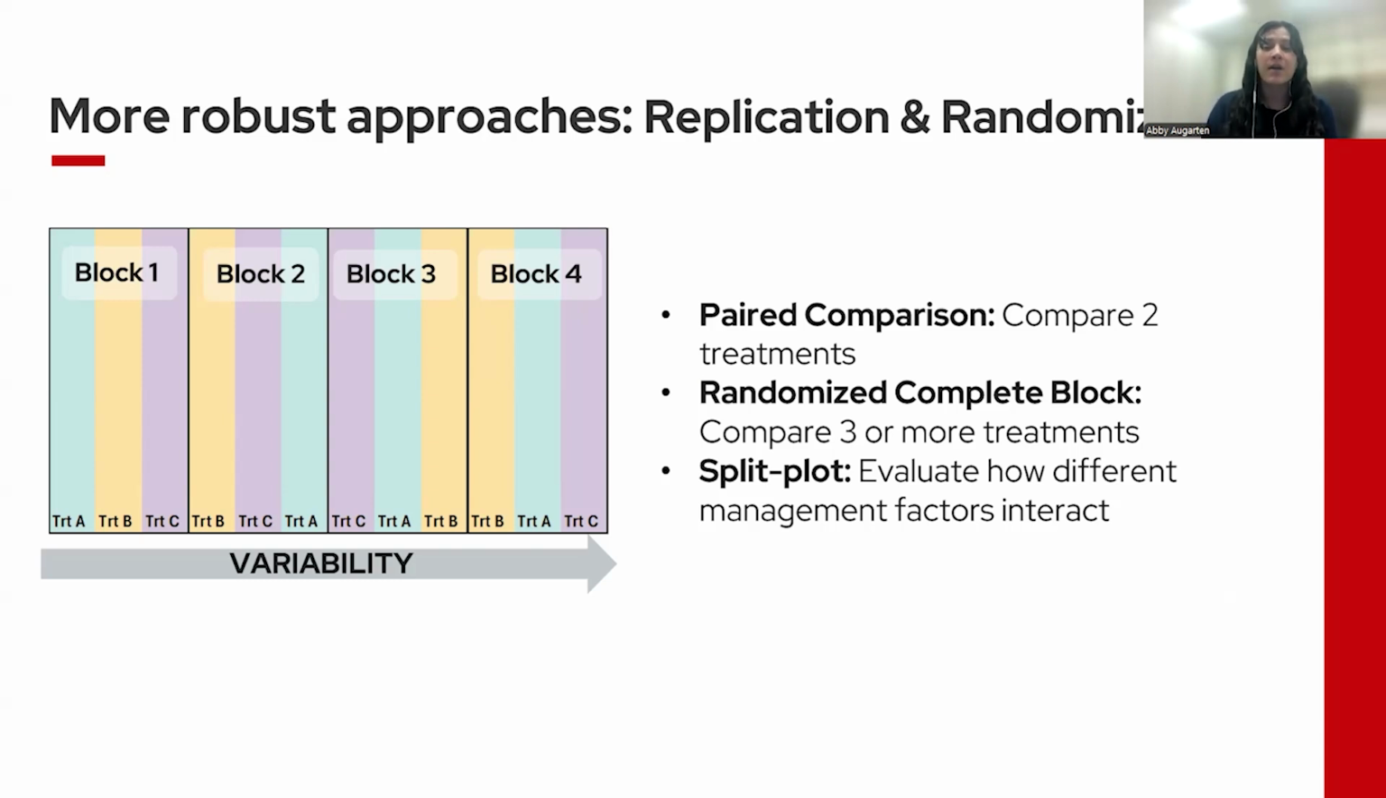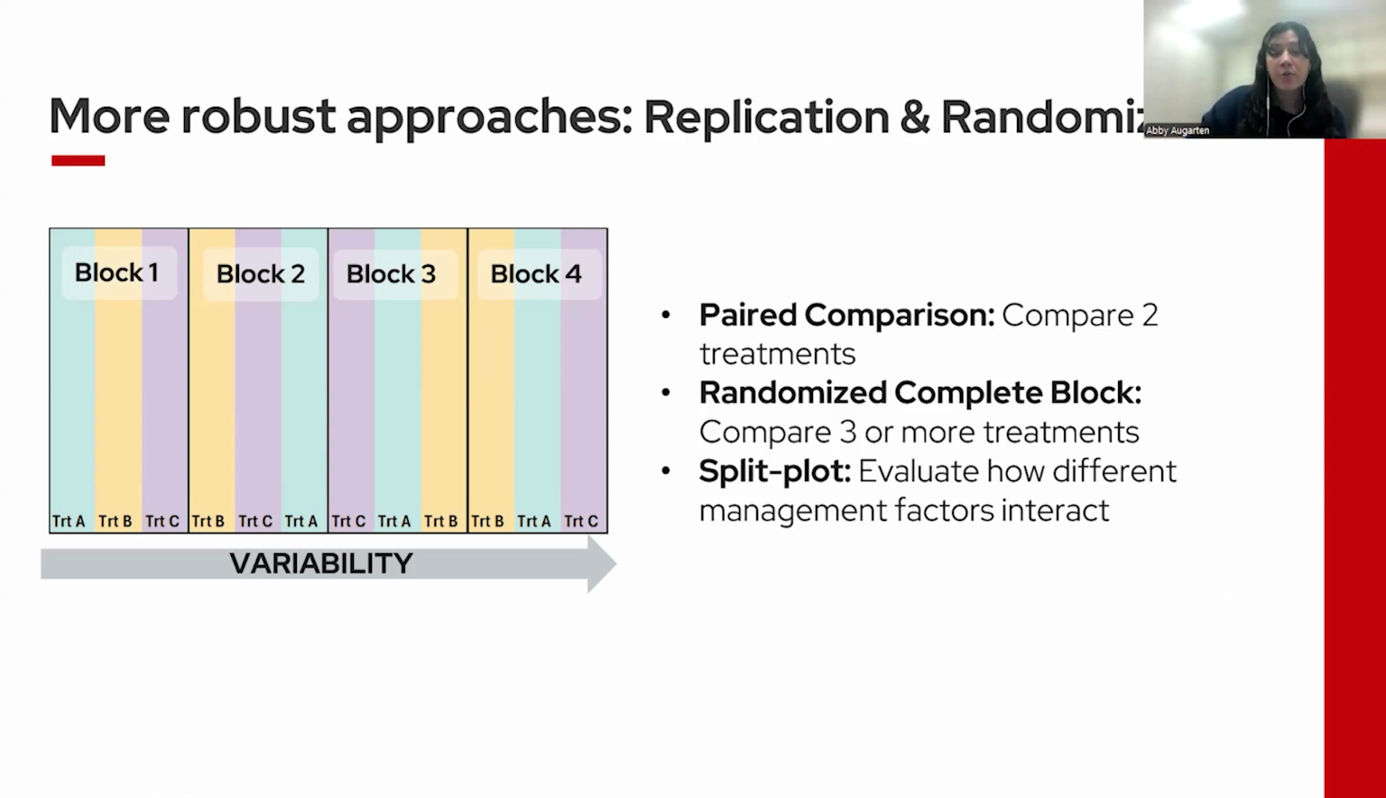One is a paired comparison, where you're comparing two treatments. The next is a randomized complete block, which is what we see here in this diagram, where we're comparing three or more treatments. And then the next is a split plot design, evaluating how different management factors interact. So we would layer on two different sets of treatments, such as cover crop species and termination timing.